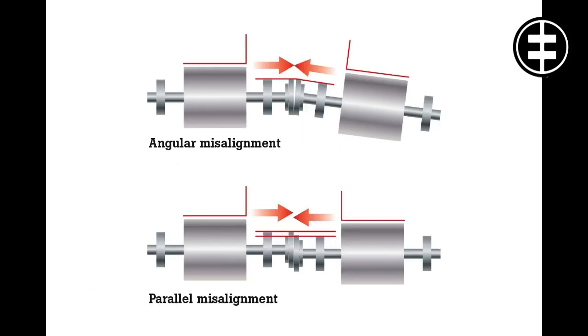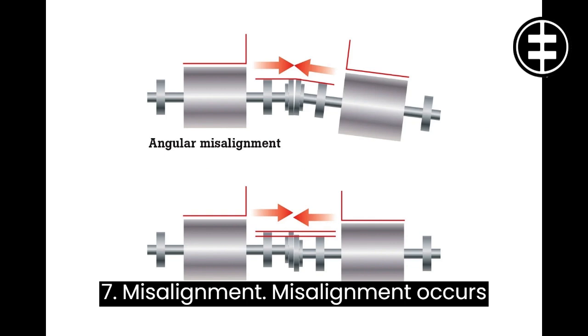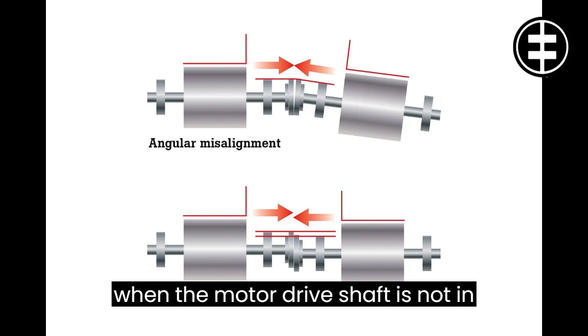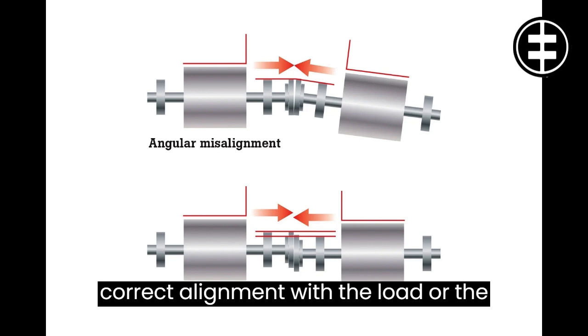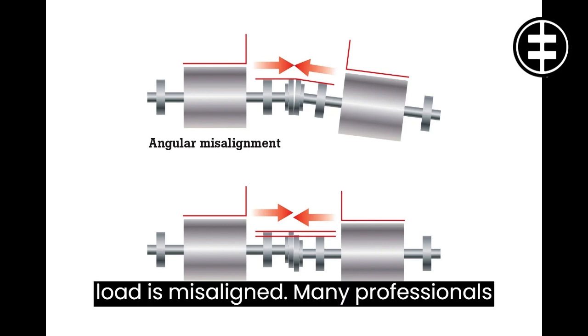Mechanical reasons. 7. Misalignment. Misalignment occurs when the motor drive shaft is not in correct alignment with the load, or the component that couples the motor to the load is misaligned.